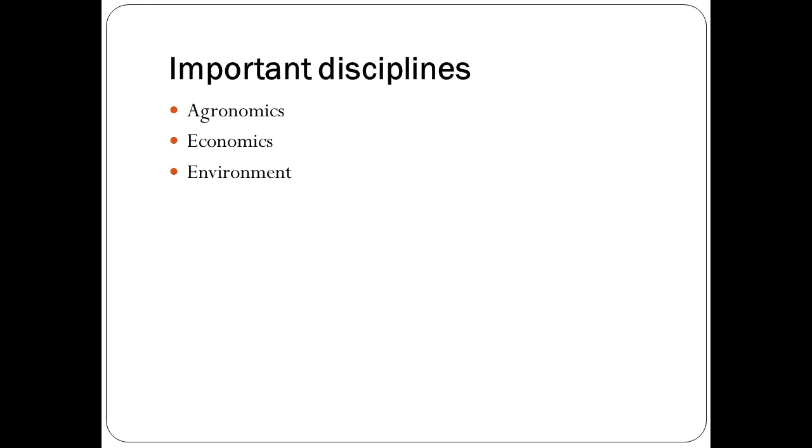Done right, nutrient management planning results in beautiful vistas like this, with healthy crops and minimal impact on water quality. There are three very important disciplines for developing a nutrient management plan, and all three are important. Those disciplines are agronomics, economics, and environmental science.